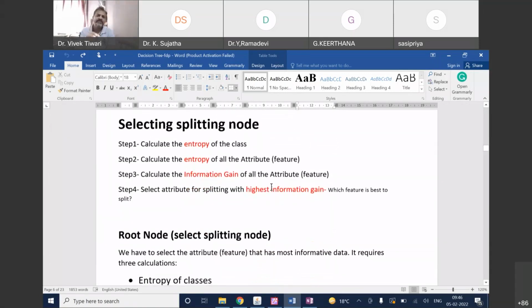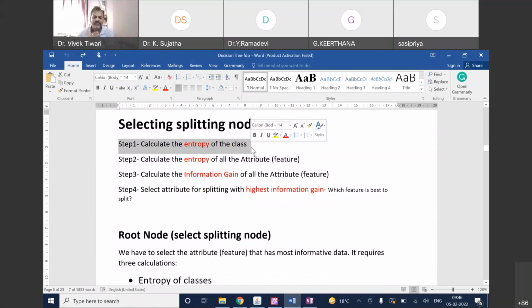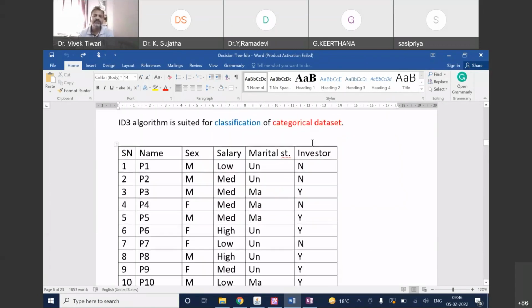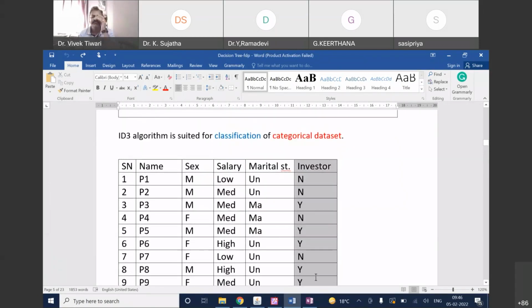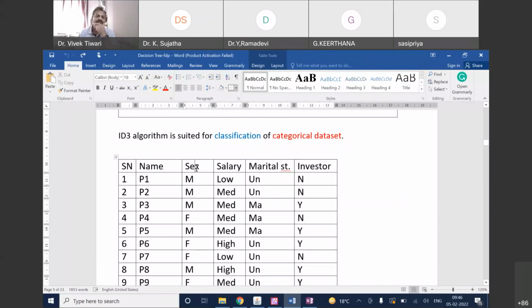Typically, first we have to calculate the entropy of the class. The working I am going to discuss: step one, we have to calculate the entropy. First, try to understand the steps. First, we consider and calculate the entropy of the class. Then we have to calculate the entropy of the attributes. So two kinds of entropy we have to calculate. Class entropy means the entropy of the target variable. Then we calculate the entropy of each and every variable.